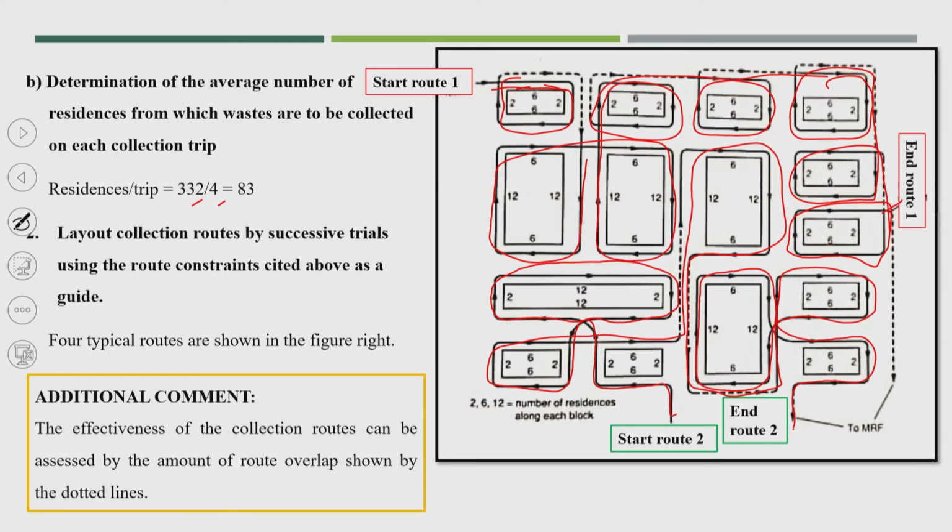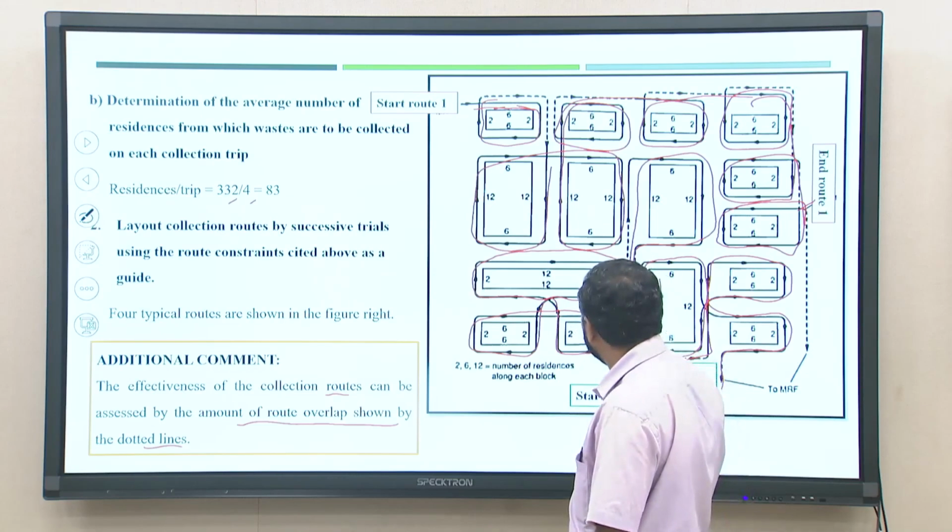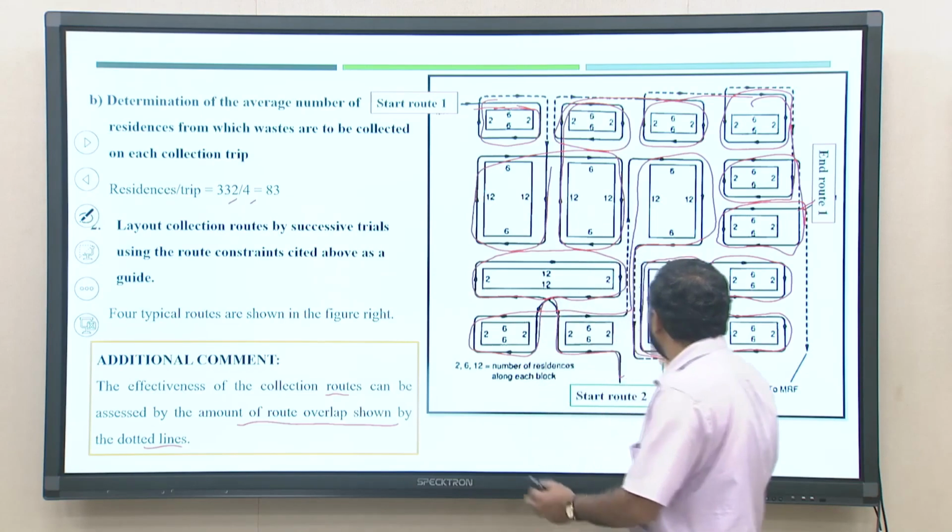So, you see here, I think we have already plotted the routes. The effectiveness of the collection route can be assessed by the amount of route developed by dotted line. In this case you can see there are 2 dotted lines, meaning that in both route 1 and route 2, that particular road has to be used multiple times. But I think this route is highly efficient and we can finalize it.